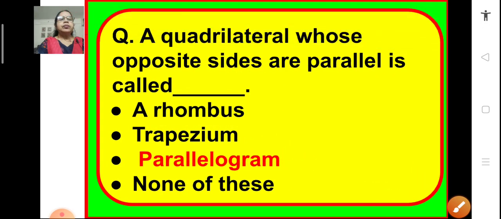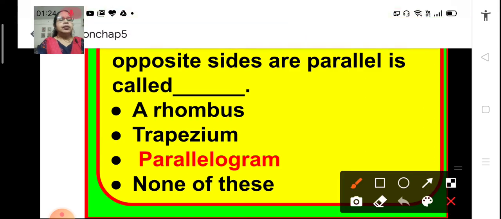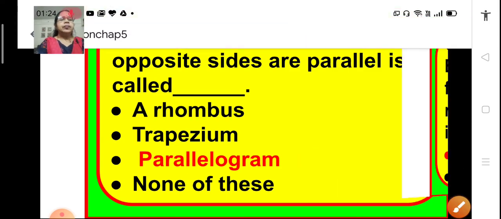Next question. A quadrilateral whose opposite sides are parallel is called a parallelogram, isn't it? Opposite sides parallel means it's a parallelogram. This is the correct answer.